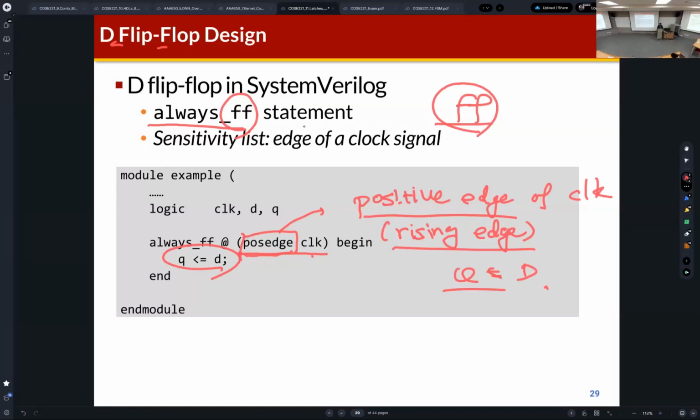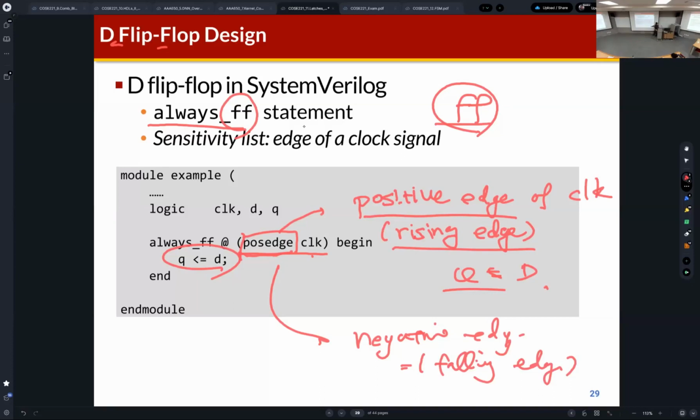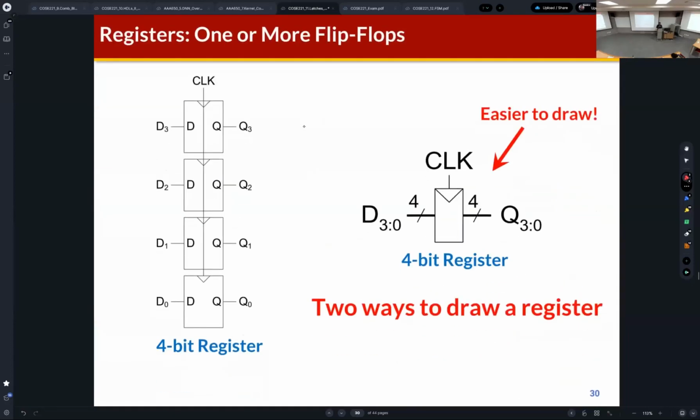So as you can expect, there is also another edge, the negative edge. The negative edge represents the falling edge. So we can also use the negative edge. Negative edge represents the falling edge of this clock signal. So this is the implementation of D flip-flop.